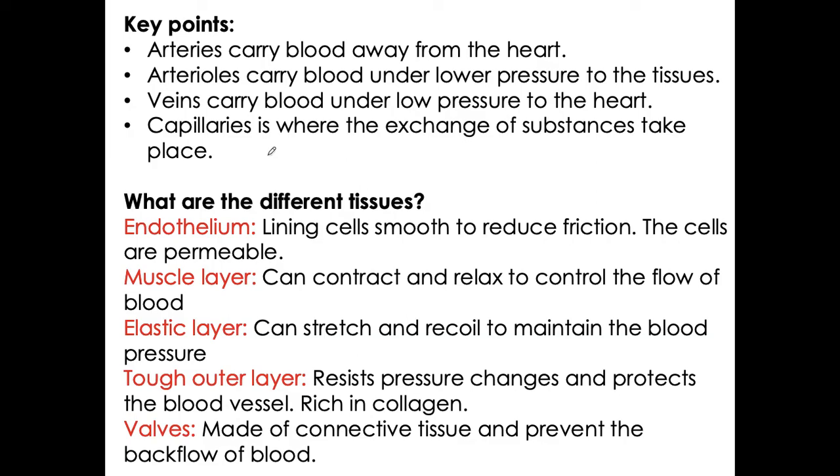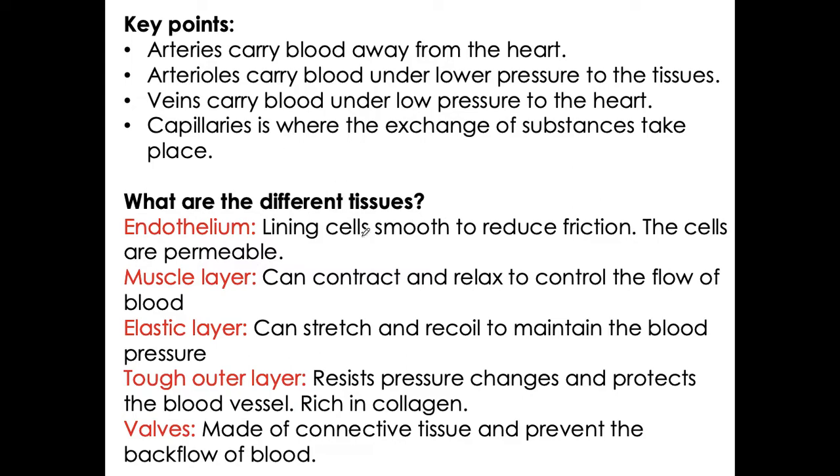So key points: arteries carry blood away from the heart. Arterioles carry blood under slightly lower pressure than the arteries to the tissues. Veins carry blood under low pressure back to the heart. Venules will carry blood under low pressure from the tissues. And capillaries are where the exchange of substances takes place. The capillary network is where the exchange of substances takes place.